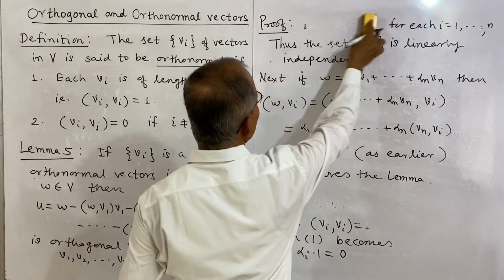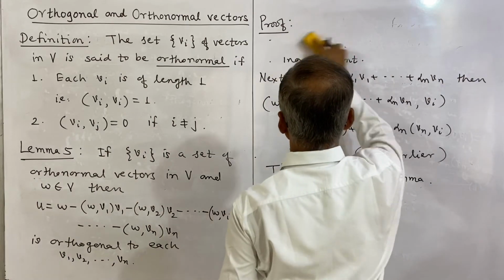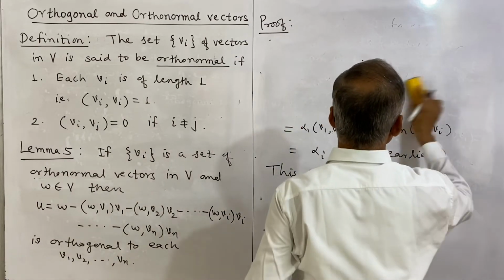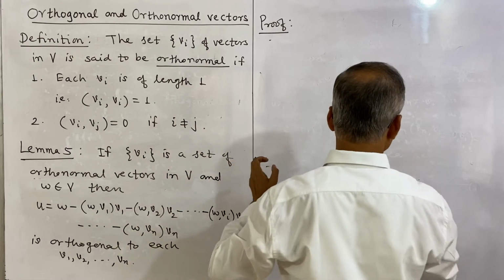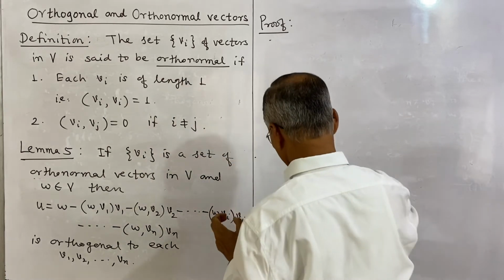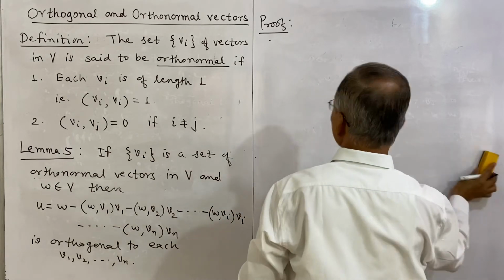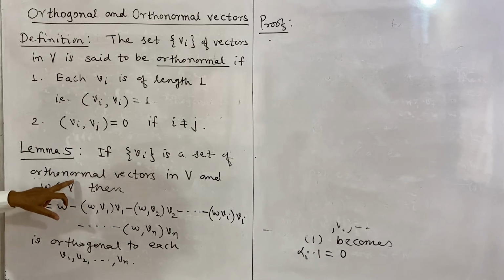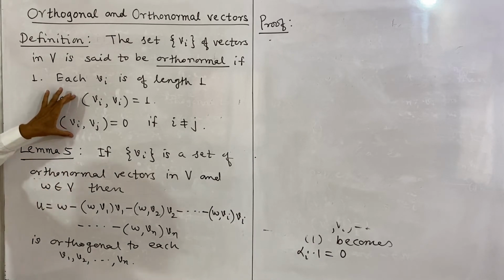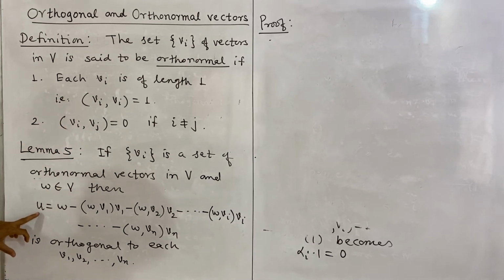Now the proof. This is also depending on the orthonormal set, and we have to use the definition of an orthonormal set of vectors to prove these results. First we shall consider it is given that vi are orthonormal. That means vi satisfies these two conditions. Now what we have to prove is that u is orthogonal to each of v1, v2, vn, means u is orthogonal to vi. So that we shall have.